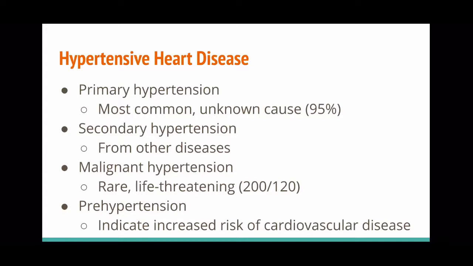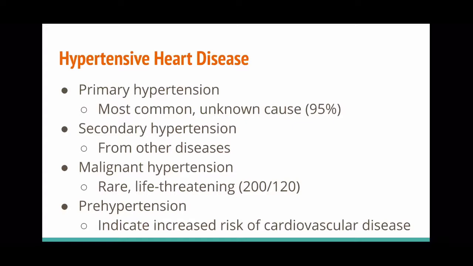Malignant hypertension is rare, but it is life-threatening. When this occurs in an individual, they usually have a blood pressure reading as high as 200 over 120, and when that happens, obviously aggressive intervention is needed.